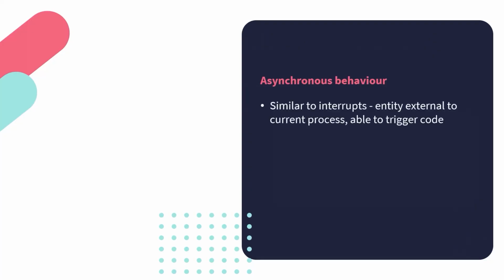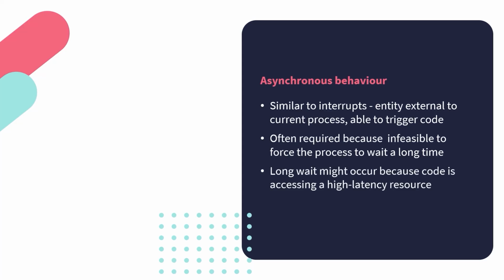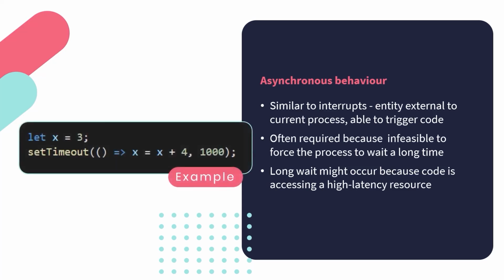Conversely, asynchronous behavior is similar to interrupts, where an entity external to the current process is able to trigger code execution. An asynchronous operation is often required because it's infeasible to force the process to wait a long time for an operation to complete, which is the case with a synchronous operation. This long wait might occur because the code is accessing a high latency resource, such as sending a request to a remote server and awaiting a response. A trivial JavaScript example of this would be performing an arithmetic operation inside a timeout, like this.